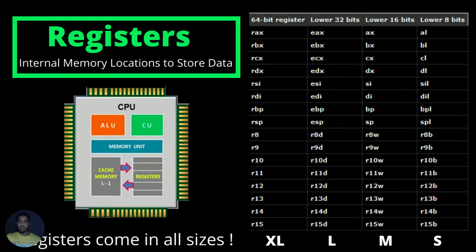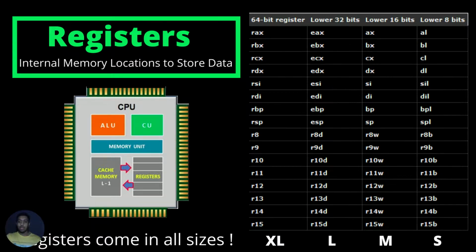Registers in their simplest terms are internal components that store memory to be used by the CPU or processor. Registers exist in different sizes, namely 64-bit, 32-bit, 16-bit, and 8-bit. Here it is noteworthy that you will not find 64-bit registers in a 32-bit system. However, you can find 32-bit registers in a 64-bit system.